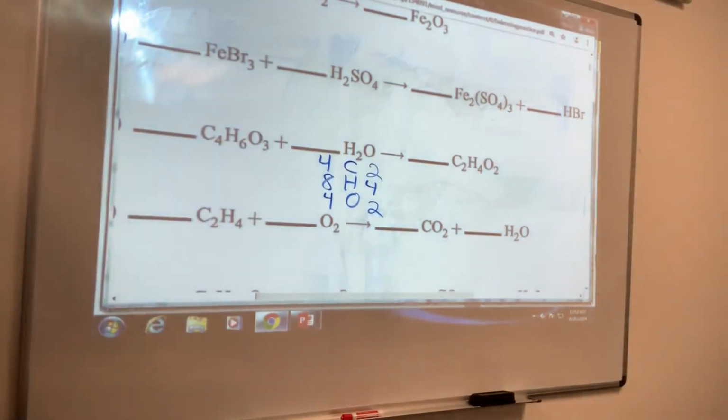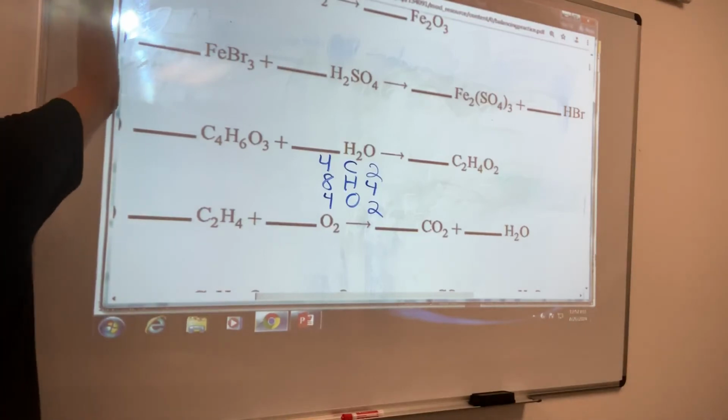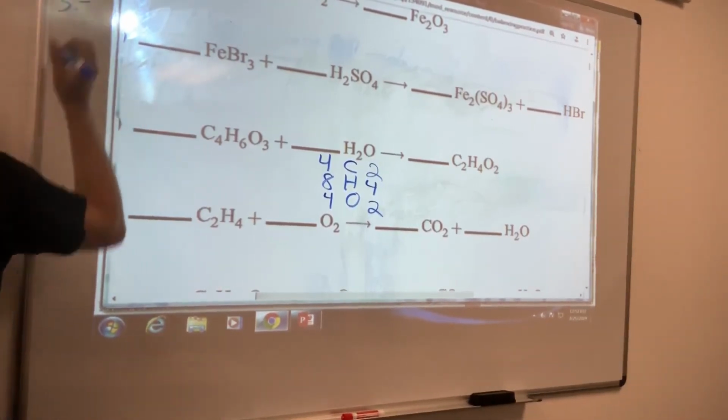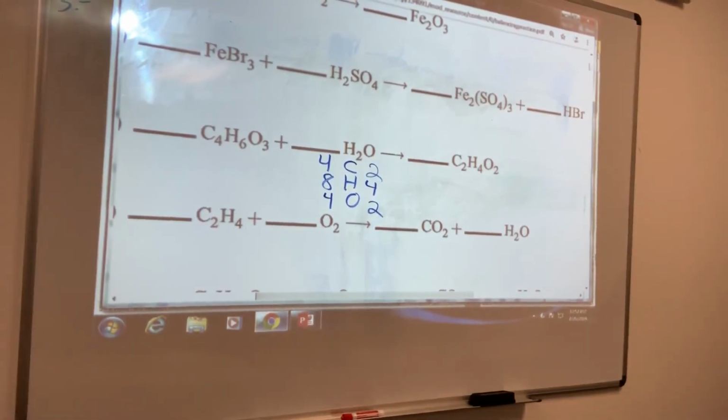What are we gonna balance first? Nothing is by itself, so nothing has the right to be balanced last. What occurs only in one compound on both sides? Carbon. Do we all agree on carbon? That's the only one, right? Because oxygen and hydrogen occur twice and everywhere. So for sure, carbon's first. And then what's next? Hydrogen and then oxygen.